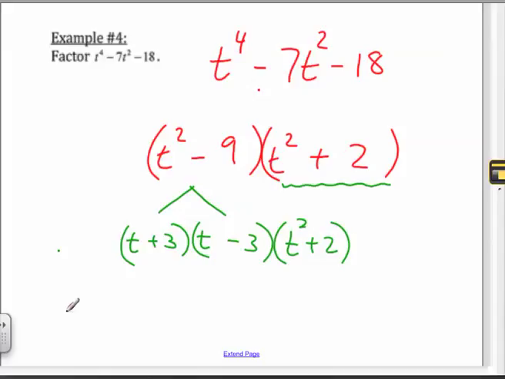Does anyone see anything else up there that'll factor? Nope, me either. So we're done. All right? Good job, guys. I think you're ready for your homework. Max, do you have a question? For this one here? It's not the difference. Nope.